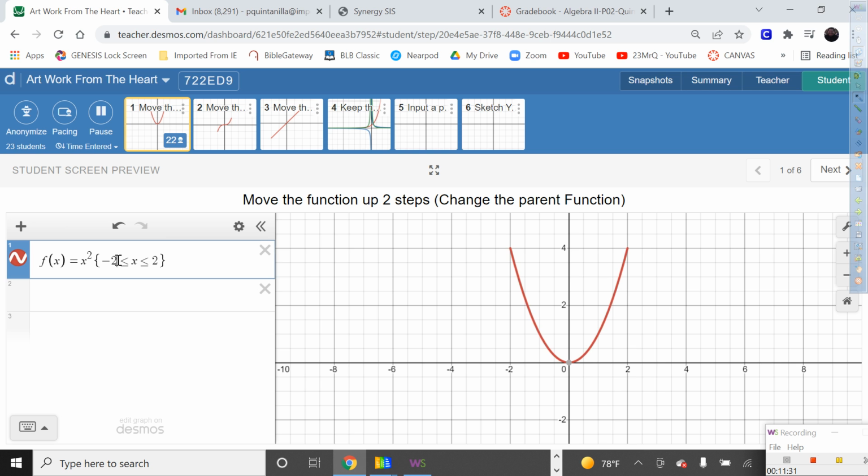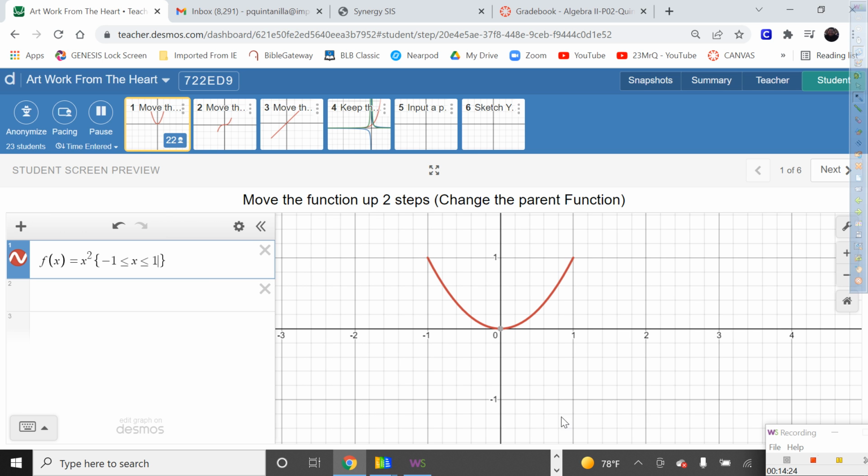So to change it, you just need to click here, change it to -1, and this one to 1. And what do we notice? That it just is showing us the graph, but only from where? From -1 to 1.